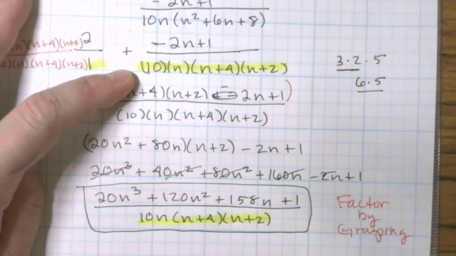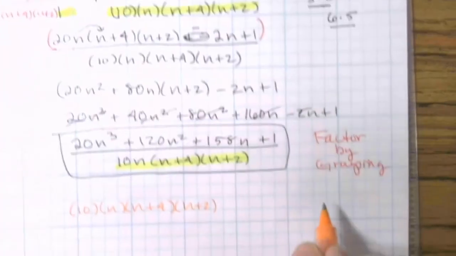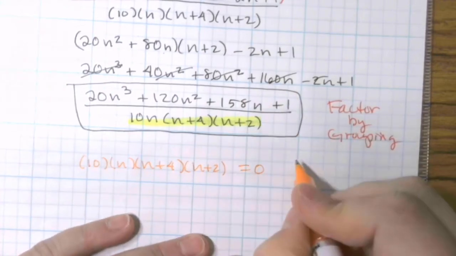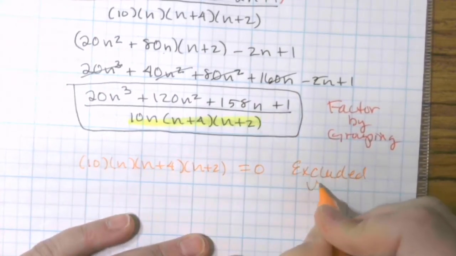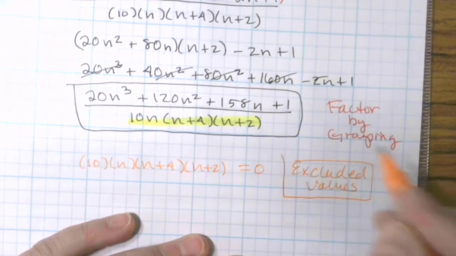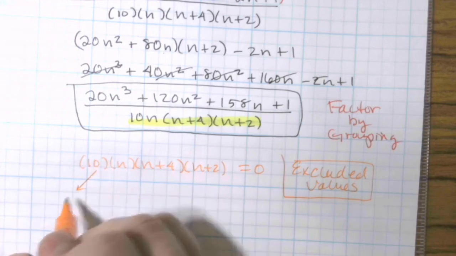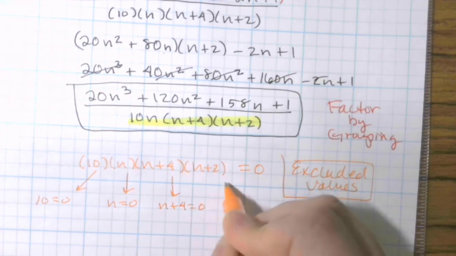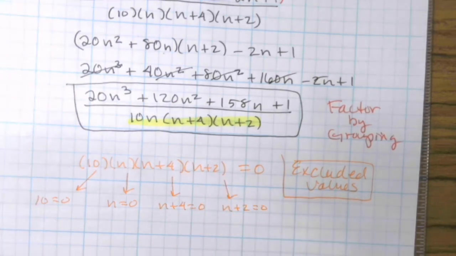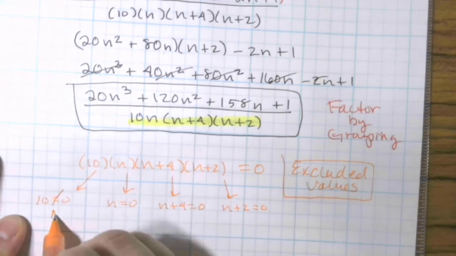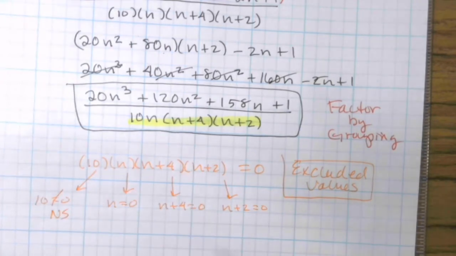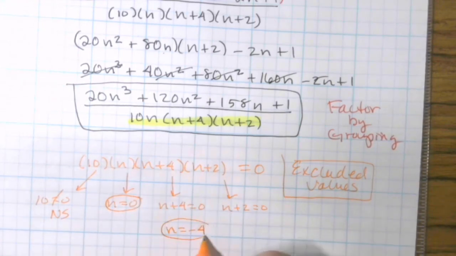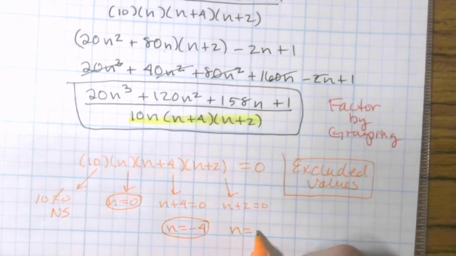But we can take this one, which is 10 times n plus 4, n plus 2. We can set it equal to 0 and try to find any excluded values of n. So each of these gets set equal to 0. So 10 equals 0, n equals 0, n plus 4 equals 0, n plus 2 equals 0. 10 is not equal to 0, so no solution. There are no excluded values there. N equals 0 is our first excluded value. Subtract 4, you get n is negative 4. Subtract 2, you get n is a negative 2.